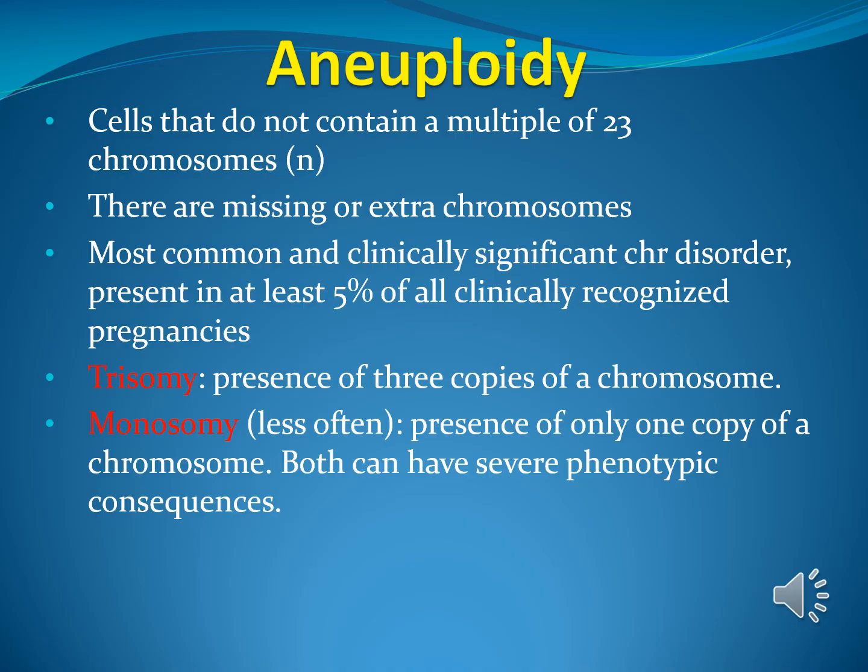Aneuploidy refers to cells that do not contain a multiple of 23 chromosomes. There are missing or extra individual chromosomes. This is the most common and clinically significant chromosome disorder, present in at least 5% of all clinically recognized pregnancies. The two main types are trisomy, meaning 3 copies of a chromosome, and monosomy, meaning 1 copy of a chromosome. Both can have severe phenotypic consequences. Most aneuploidies are lethal, but some are compatible with live birth, as we will see.